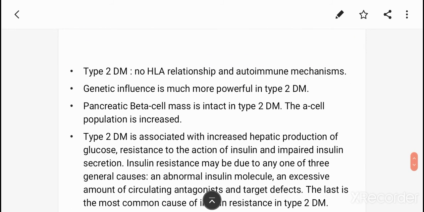In type 2 DM, there is no HLA relationship and no autoimmune mechanism. Genetic influence is much more powerful in type 2 DM, and pancreatic beta cell mass is intact in type 2 DM, right? And the alpha cell population is increased.